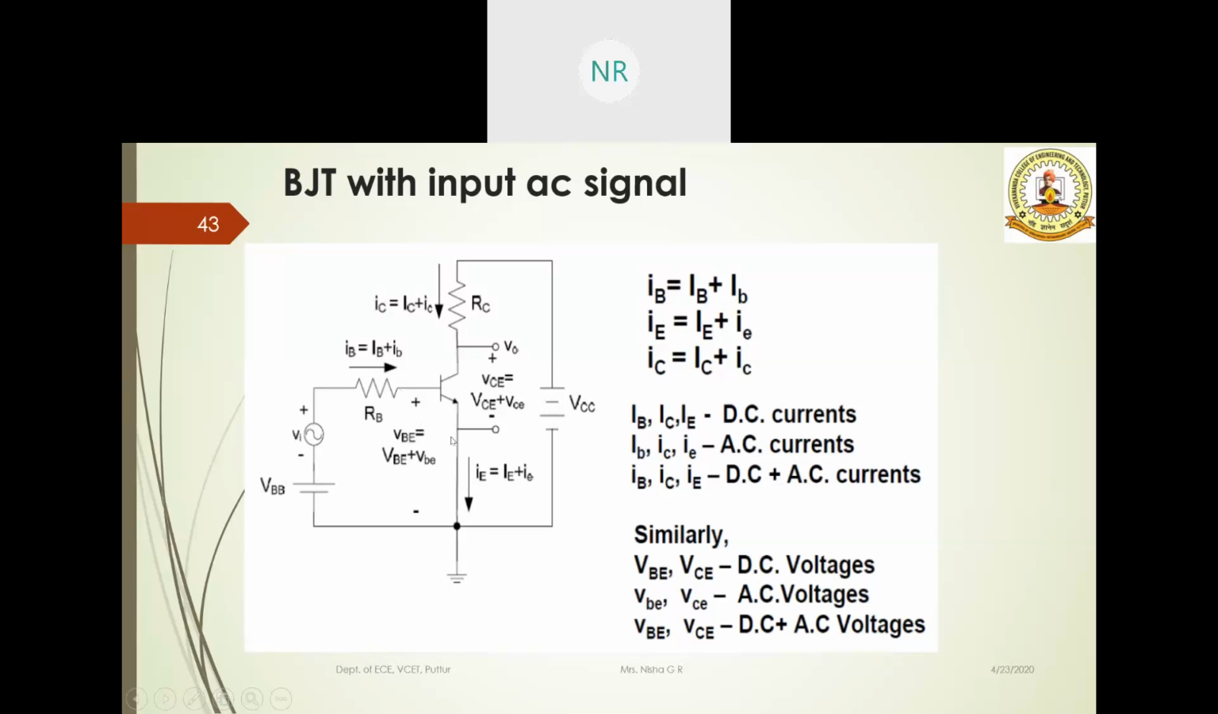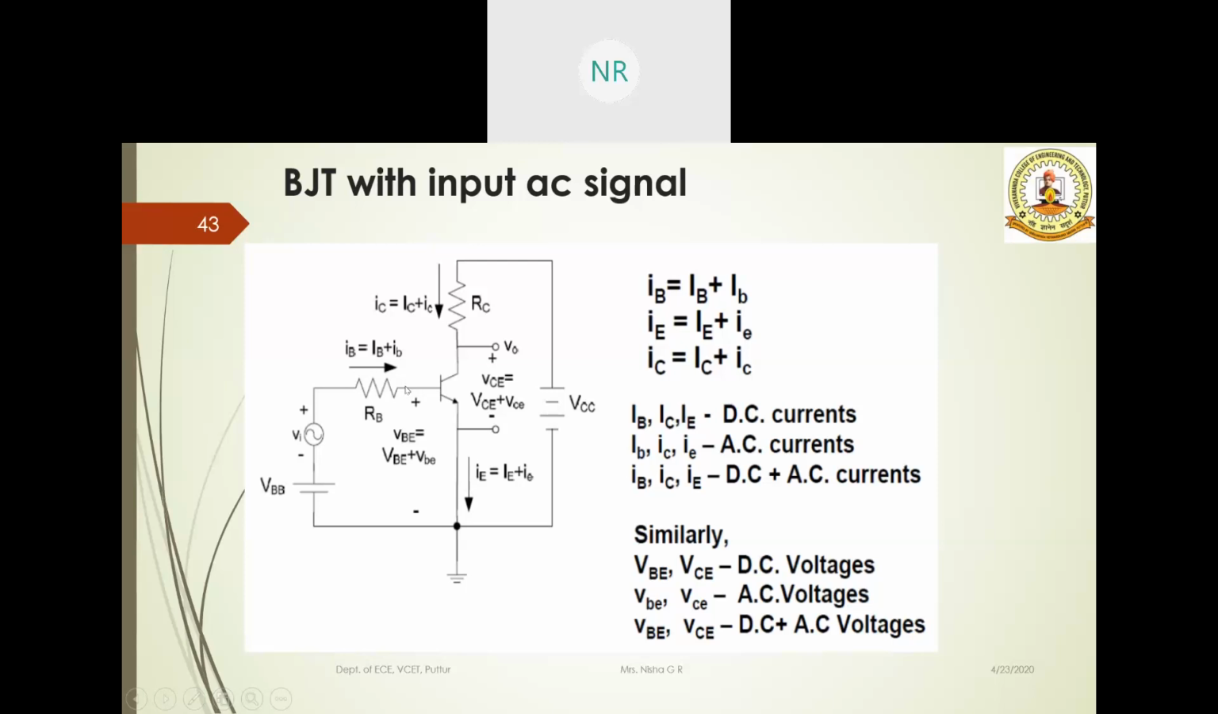Input voltage is nothing but VBE, the base to emitter voltage, and the output voltage is VCE, the collector emitter voltage. Can you identify which configuration this is? This configuration is common emitter because the emitter terminal is grounded. Whichever terminal is grounded, that is considered the configuration. So here the emitter is grounded, so it is common emitter configuration.